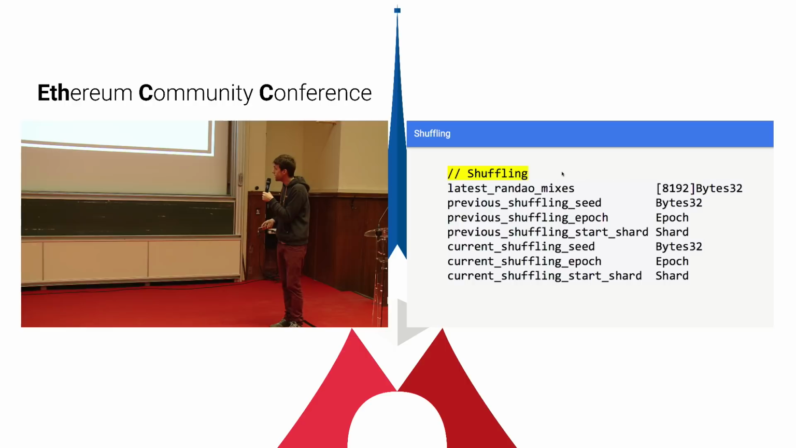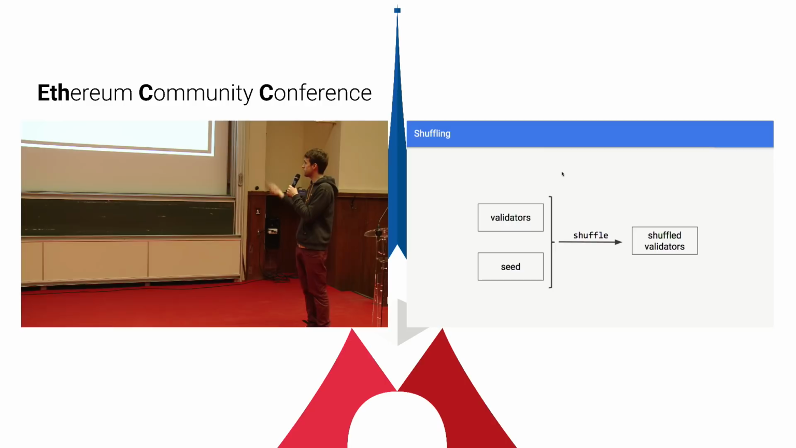Okay, shuffling. Now that we have this validator registry, it's very important for security purposes that we shuffle the validator set. And this is what we have in the state to support that. The most important of these fields is the first one, the latest random mixes. It basically keeps track of the last 8,000 random mixes. I'll talk about the random mixes later on, because it's quite important. We also have the shuffling seeds, and we keep track of the seed, which is basically going to be the specific random mix that we use to shuffle.